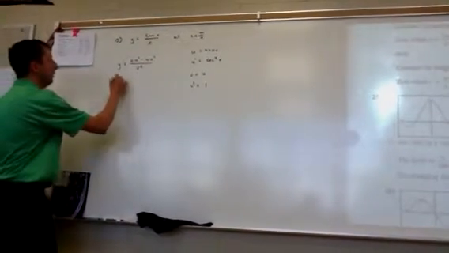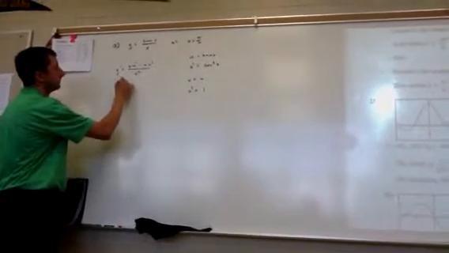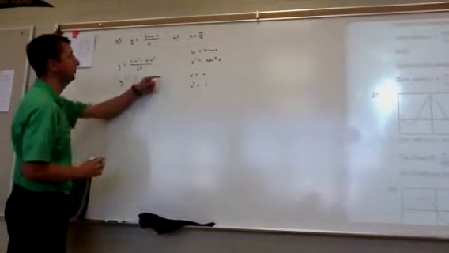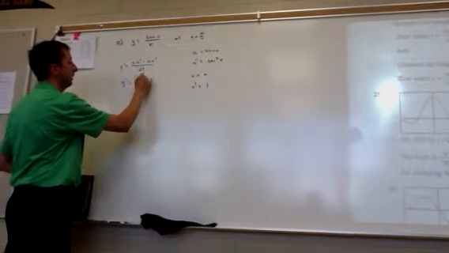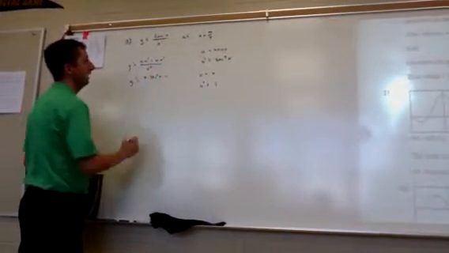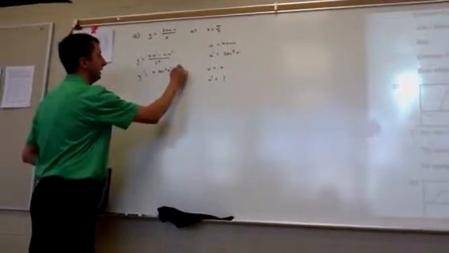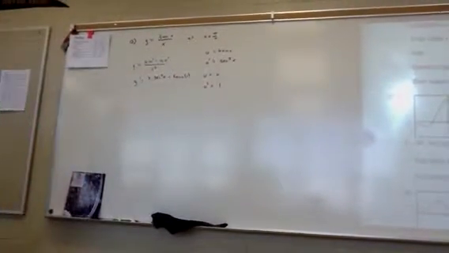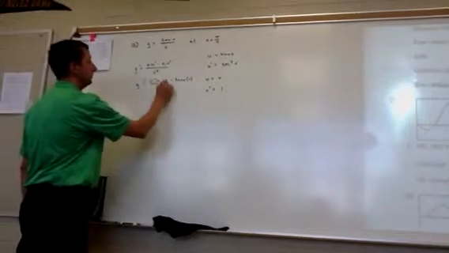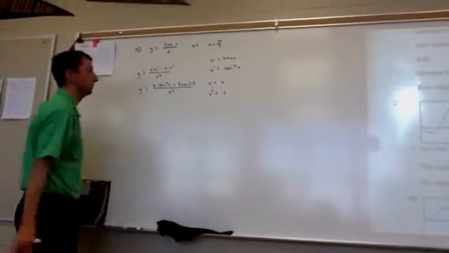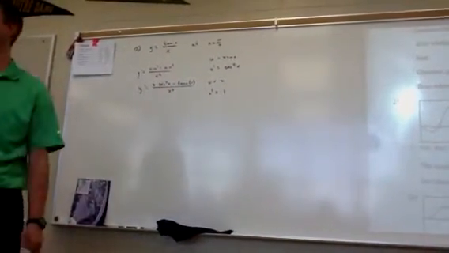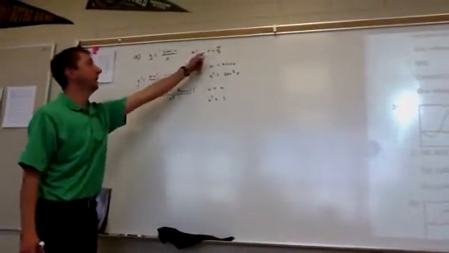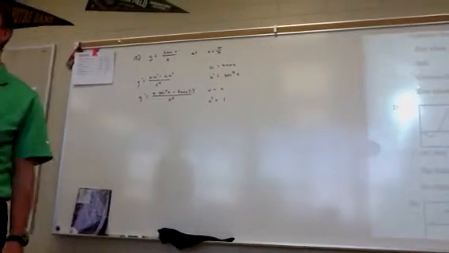So let's go y prime equals x times secant squared x minus tangent x times 1 all over x squared. That's my derivative.